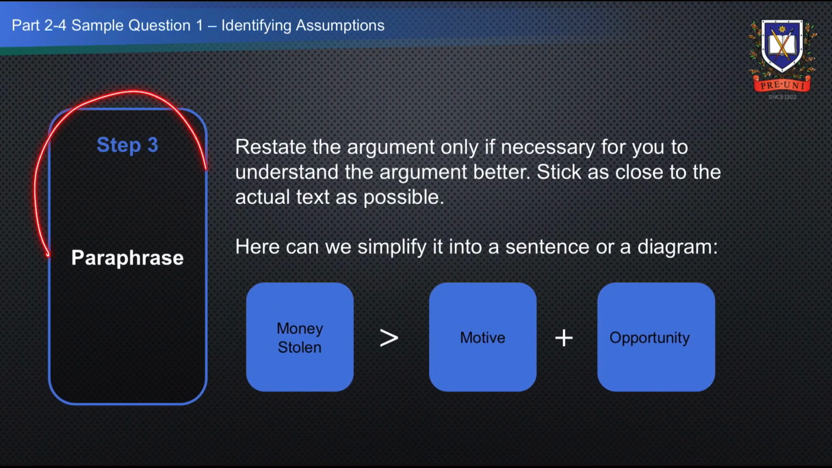Next, paraphrase the argument if you need to understand the argument better. However, remember to stick as close as possible to the actual text. In this case, we can simplify the argument to make it easier to understand, whether it be a number sentence or a diagram. Down below here, we have simplified our argument into a diagram, seeing that money was stolen only if there was a motive and an opportunity.